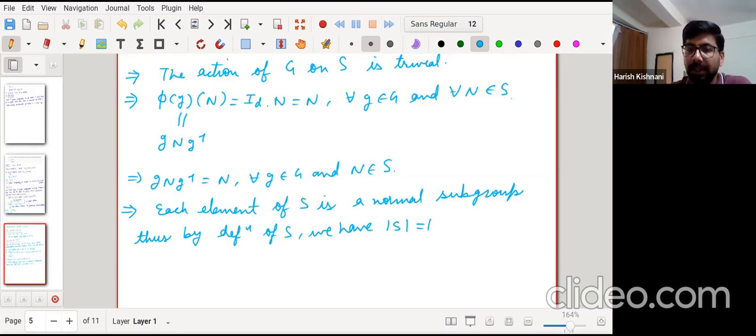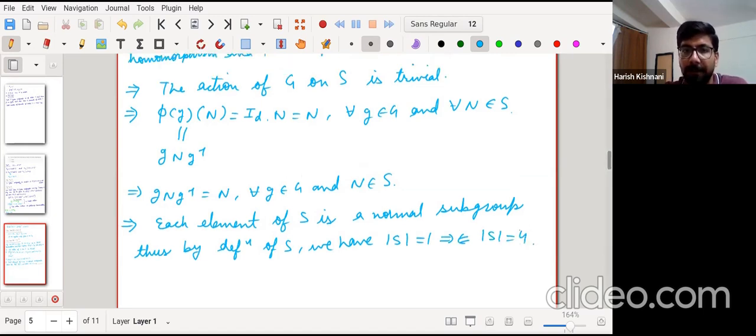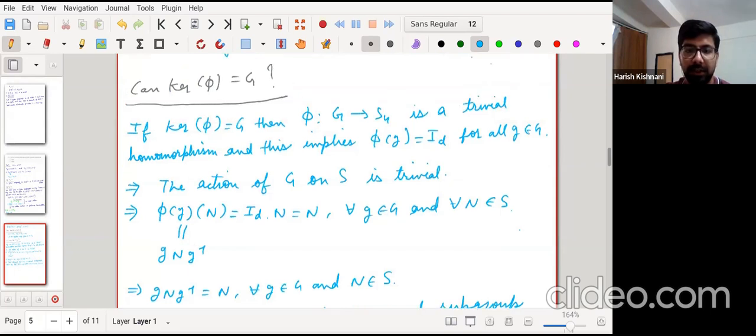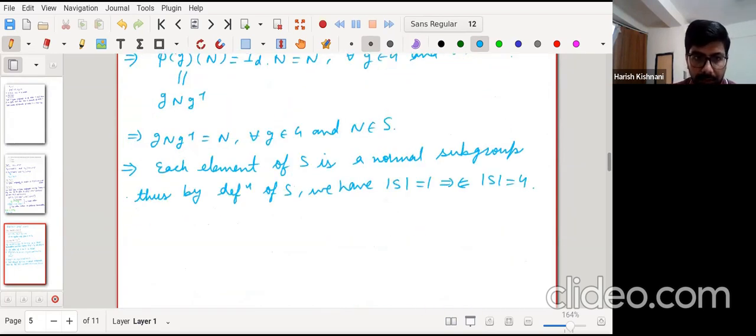So what does this mean? That S has a single element, but that's a clear contradiction to the cardinality of S, right? Because we assumed that the order of S is 4. The number of Sylow subgroups is 4, right? So we got a contradiction. Thus our assumption is not correct, and that means the kernel of phi cannot be G.